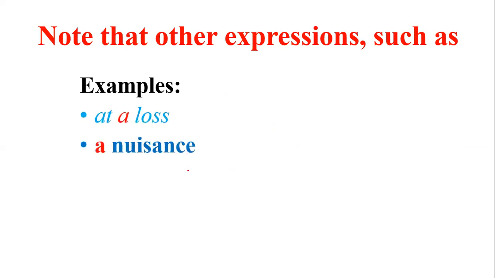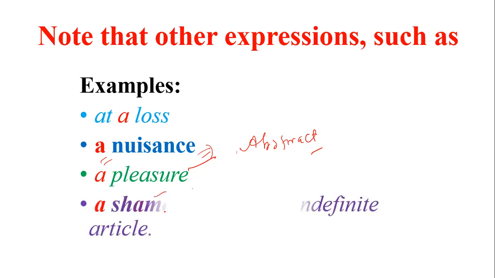Then we have the next type of rule. Note that certain other expressions are like a loss. Look at this, at a loss. You can see a nuisance. Then we can see a pleasure. A nuisance is an abstract noun. No article is used before abstract nouns, but in this case it is used. So try to understand certain rules. A pleasure. Then we have a shame. Again, also used with the indefinite article.